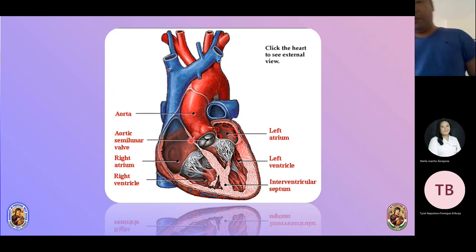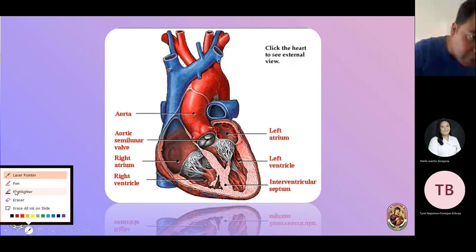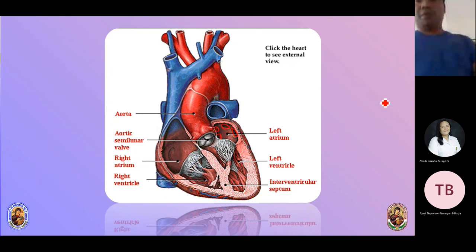Anong medical term for bluish discoloration? Alam niyo na? Letter C. Are you there? Hello? Letter C? Letter Y? Cyanosis. Oh, very good. Cyanosis.